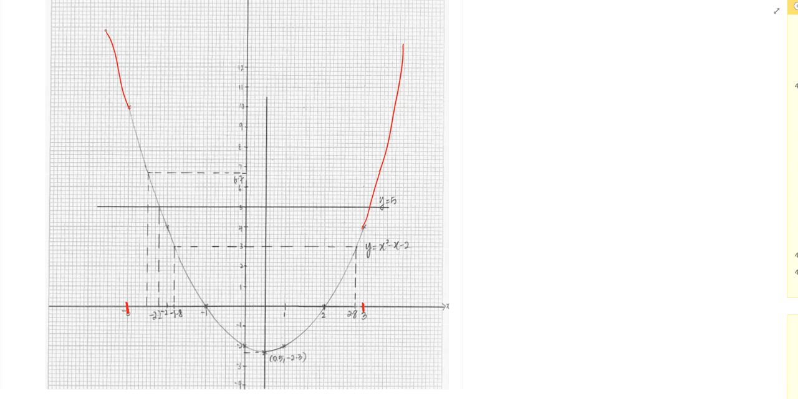Now is this parabola symmetrical? Does it have a line of symmetry? Yes or no? Where is the line of symmetry? Is it a vertical line, a horizontal line or a diagonal line? Do you understand my question? Okay, so line of symmetry: vertical, horizontal or diagonal? Vertical, good. Where is the line of symmetry? It is here, right? This line that was drawn.